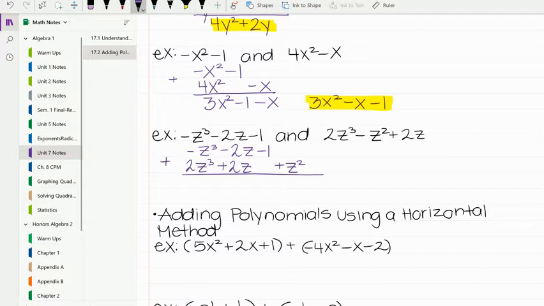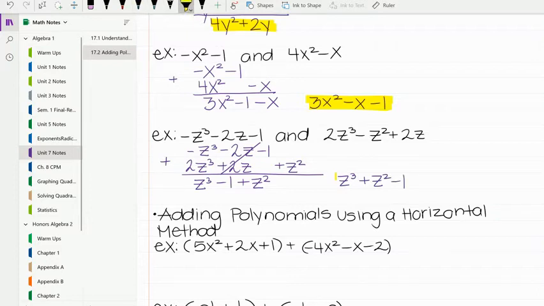So when I add these together, negative z cubed plus 2z cubed would just be 1z cubed. I have negative 2z plus 2z, which cancels out. And then I have a negative 1 plus nothing, and then I have nothing plus z squared. So this is almost done, but we want to put it in that standard form. So z cubed goes first, and then z squared would go next, and then negative 1.